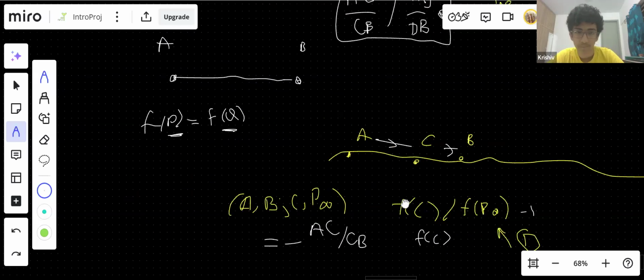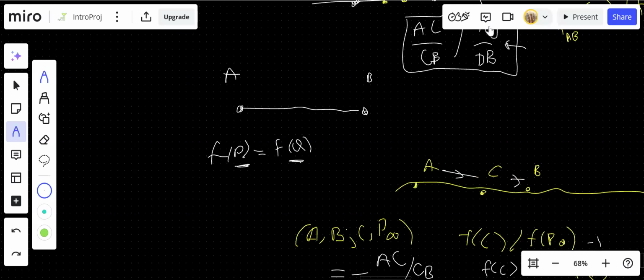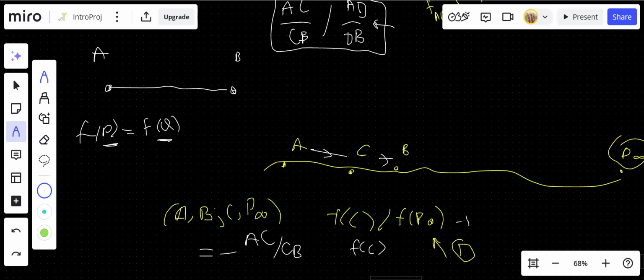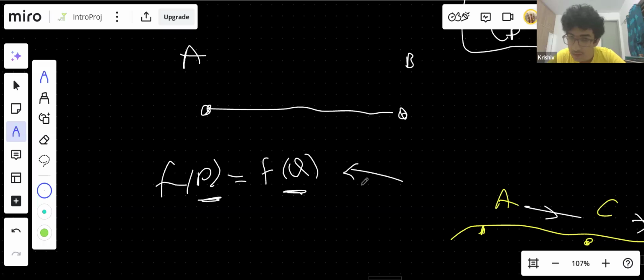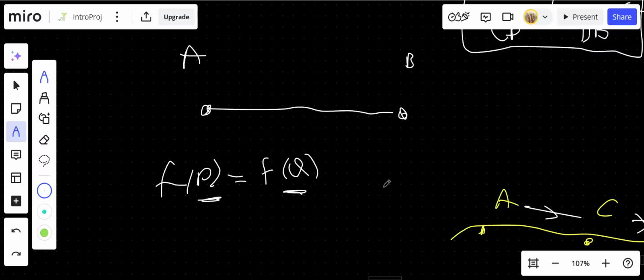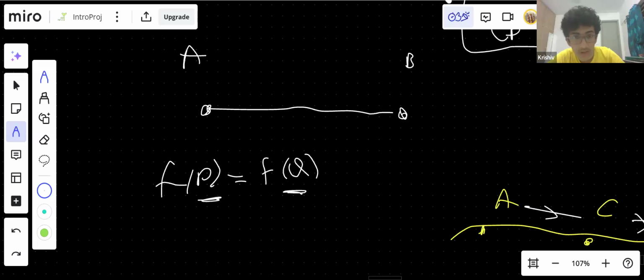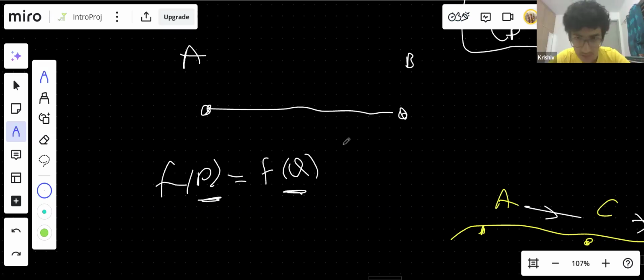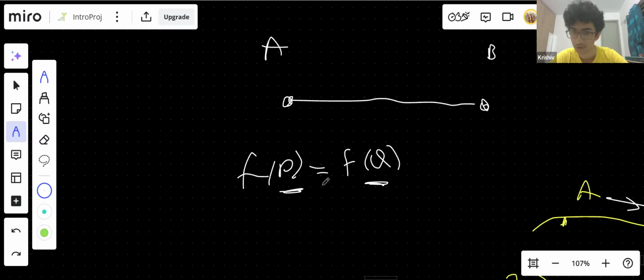This happens if there are points at a finite distance. I don't know about infinity, but if they are at a finite distance, then that can't be true. f of p is equal to f of q can never hold for distinct points p and q. External division of the segment, maybe. No, f of p is never equal to f of q for two points on the line.